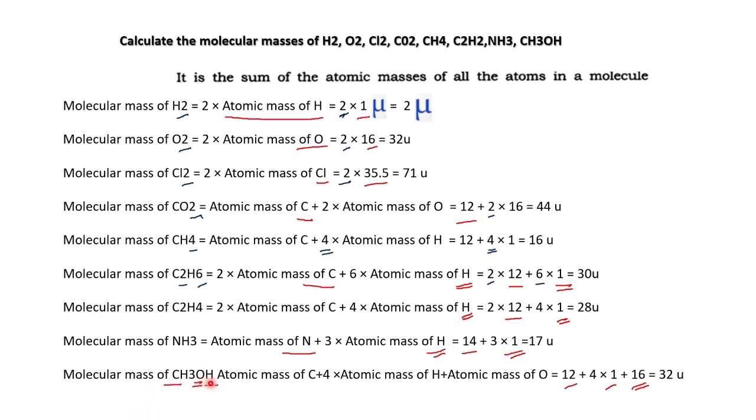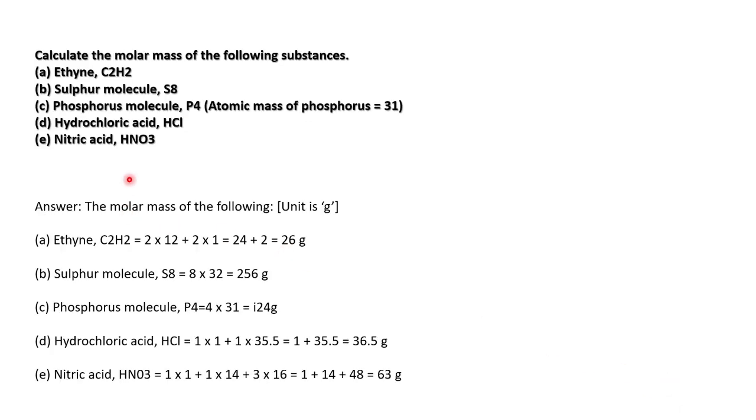CH3OH: C is 12, H is 1 into 4, and O is 16, so we get 32 mu. Next one, calculate the molar mass of the following substances: ethyne, C2H2, sulfur molecule S8, phosphorus molecule P4, hydrochloric acid and nitric acid.